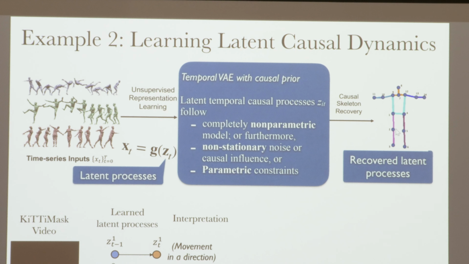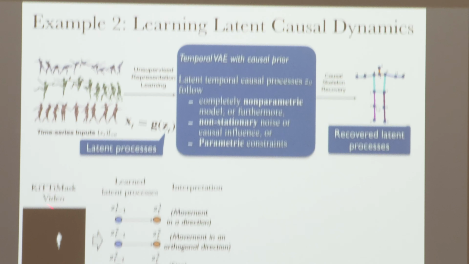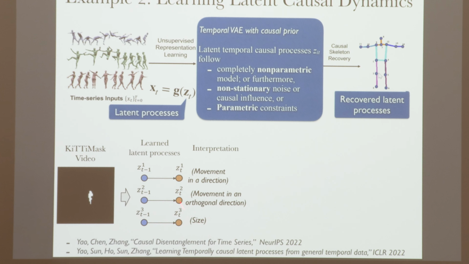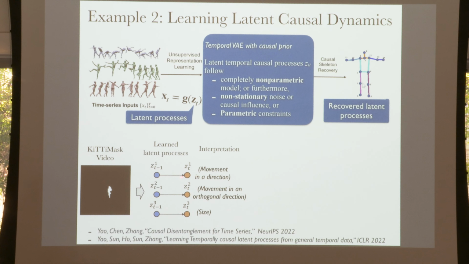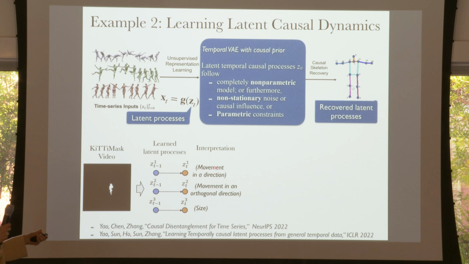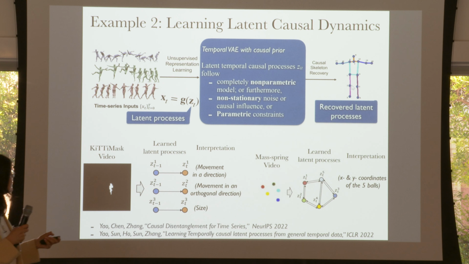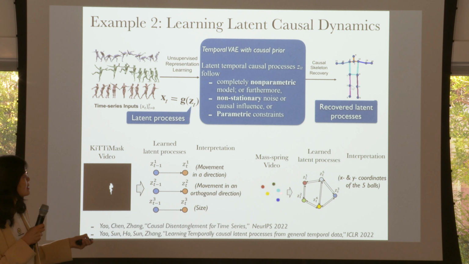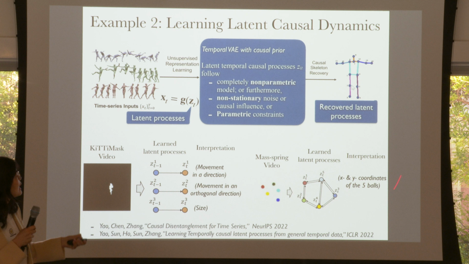And here's a video, the kit mask video. So we can recover the underlying 3 causal vectors and their dynamics. The 3 causal factors include the 2 movements in 2 directions and the size of the figure. And this is a video about the mass spring video. So we can recover the 5 balls and their underlying dynamics.